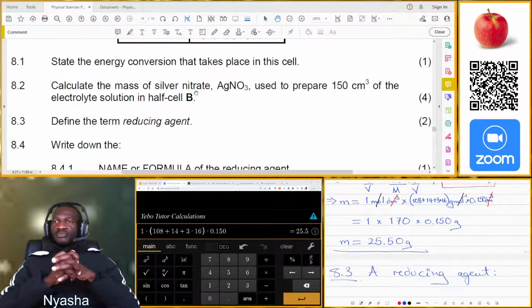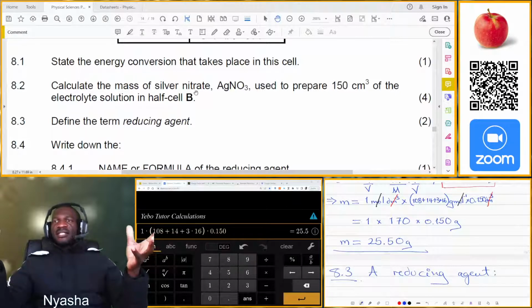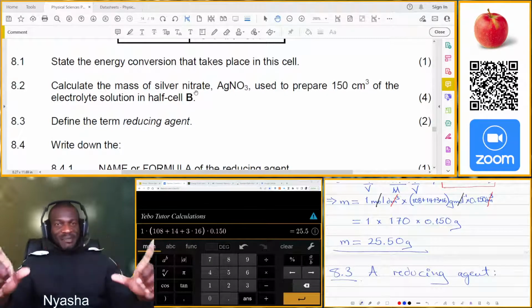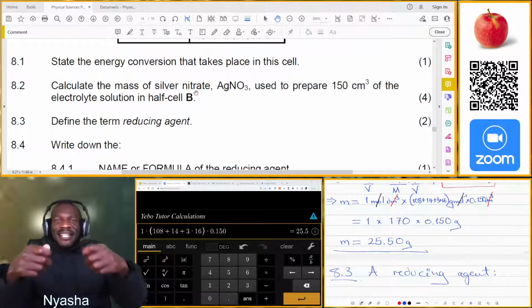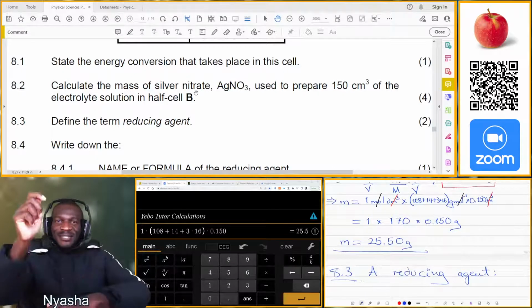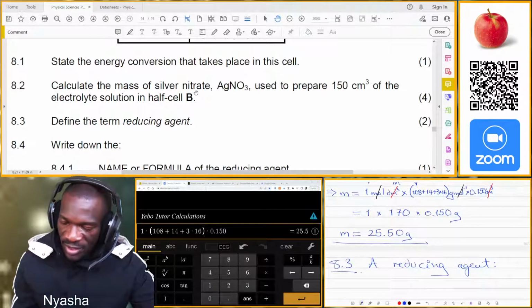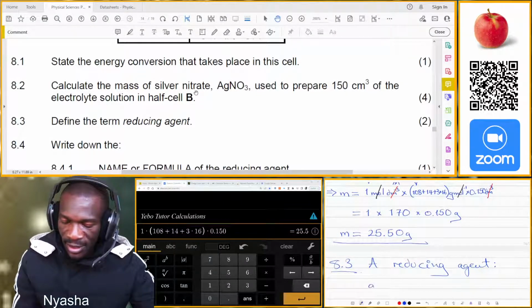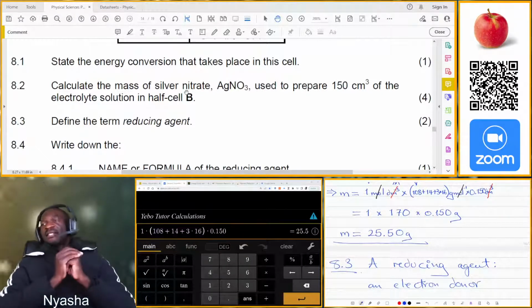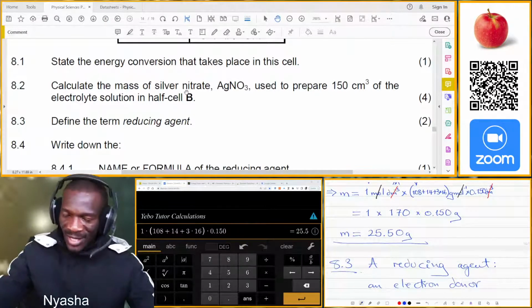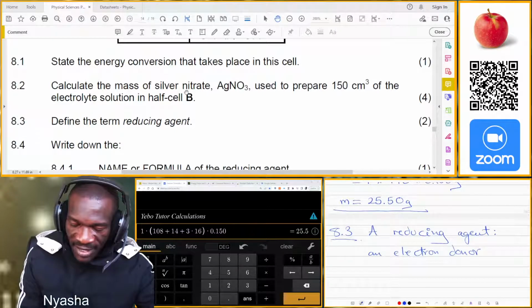Okay, so a reducing agent is the species that will cause reduction, which means a reducing agent simply donates electrons. When it donates electrons, it drops the oxidation state of the other species. So a reducing agent is an electron donor. That's a reducing agent. Any questions on that? So let's try to move a bit fast now.